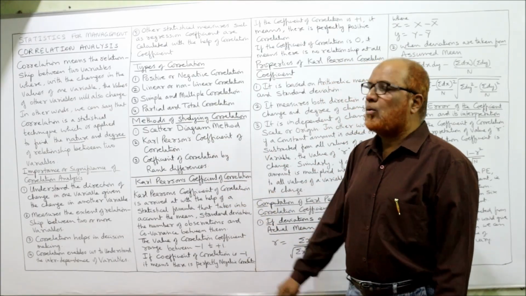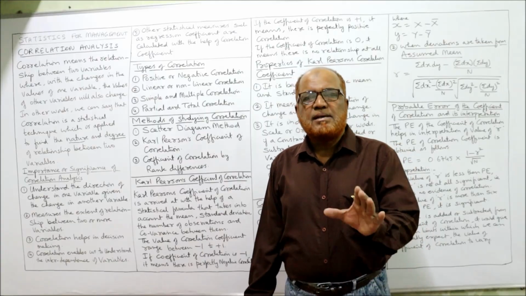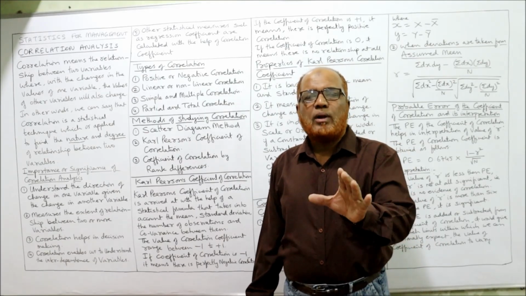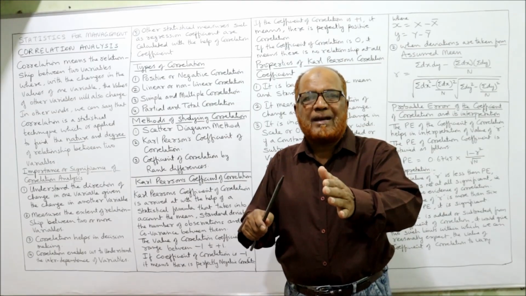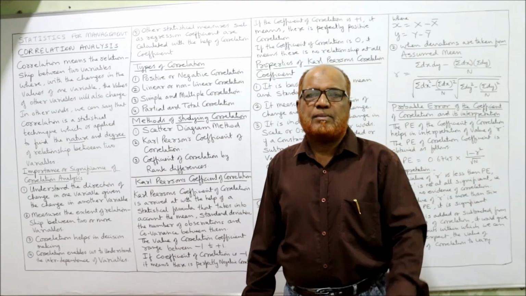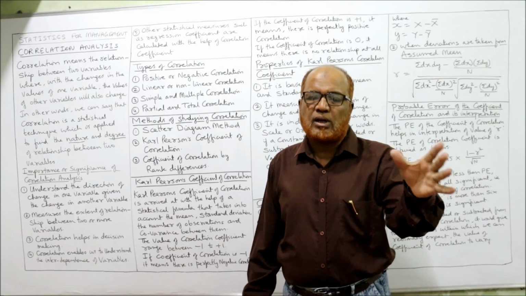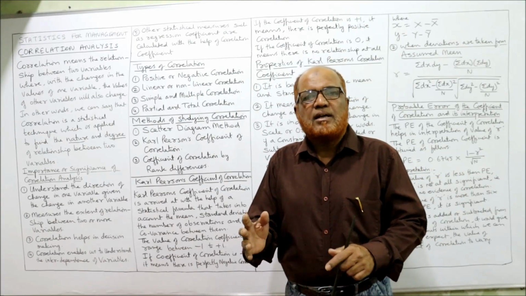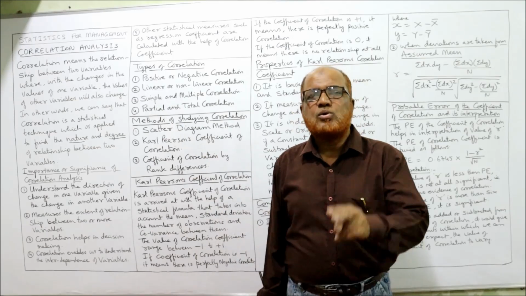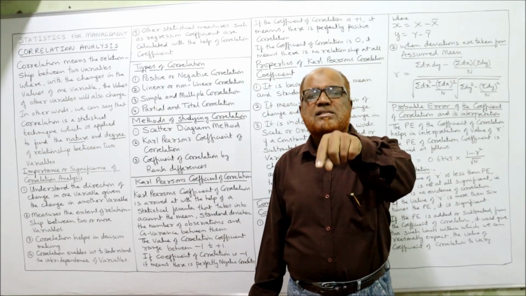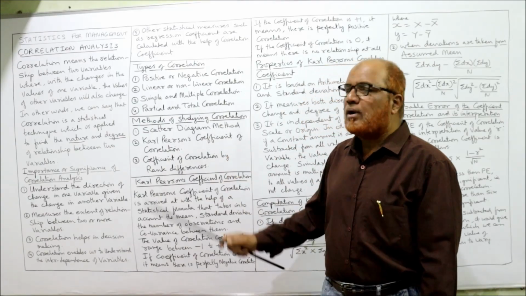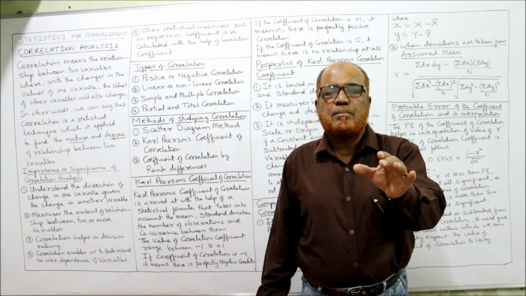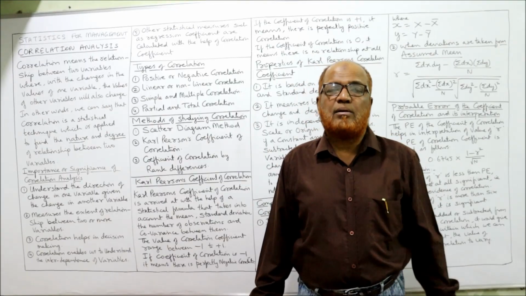Simple and multiple correlation. Simple correlation means the correlation between only two variables. The sales depend on advertisement. So we can say there is simple correlation because we are seeing only two variables, that sales are dependent on advertisement. Multiple correlation means when one variable is dependent on a number of other variables.